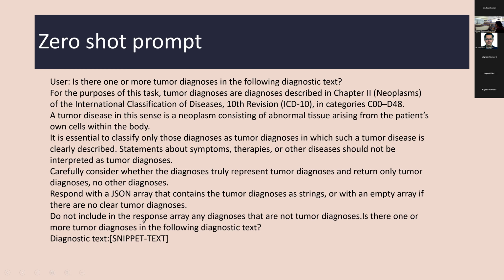And then respond with a JSON array that contains tumor diagnoses as strings, or with an empty array if there are no clear diagnoses. And do not include in the response array any diagnoses that are not tumor diagnoses. And then the question, is there one or more tumor diagnosis in the following text? And the diagnostic text is given to the AI. This is zero-shot prompting, giving clear instructions and asking for the output as such.